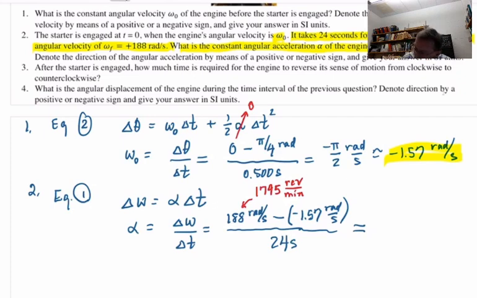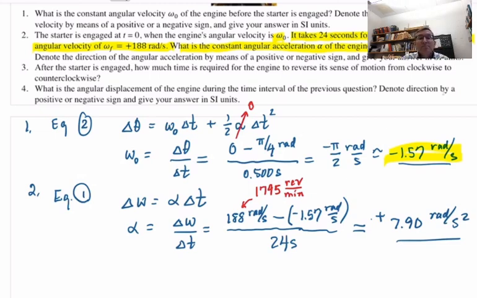So what is the number you get? Well, first of all, you get a positive 7.90, and that would be radians per second squared. So there is your answer to question 2. Just a little under 8 radians per second squared. That's a pretty hefty acceleration. You probably noticed how quickly the angular velocity of that fan blade assembly changed.